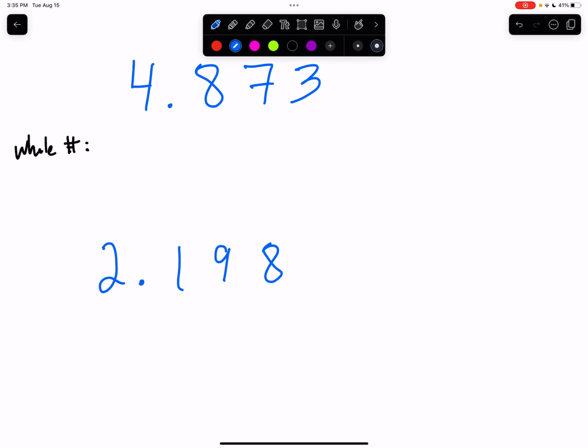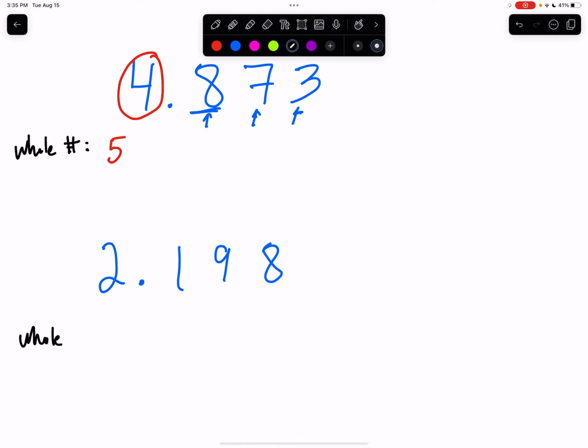4.873, or 4 and 873 thousandths. Remember, this is tenths, hundredths, thousandths. Well, for the nearest whole number, we're going to look 1 to the right, just like we were looking at the tenths before. Is that 5 or bigger? Yes, it is. So we're going to bump the whole number in question up to 5.